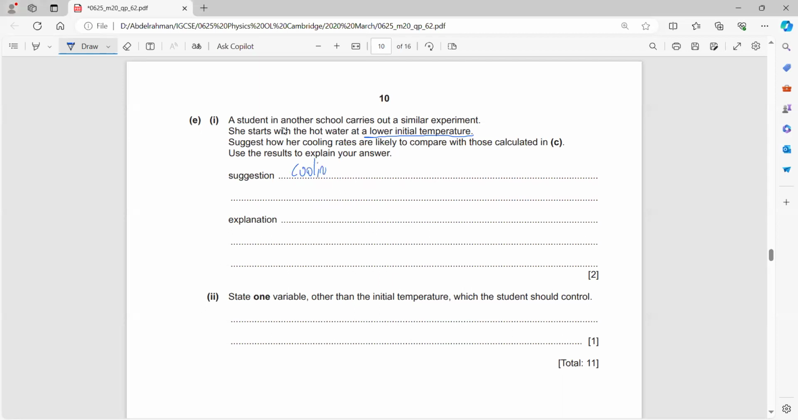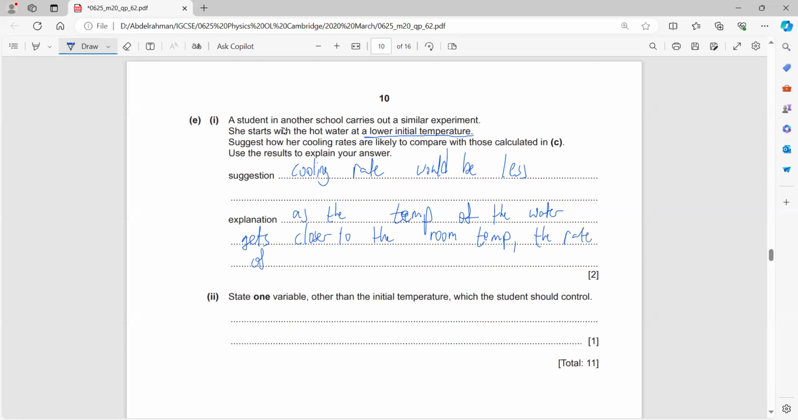Cooling rate would be less. Why? Because as the temperature of the water gets closer to the room temperature, the rate of cooling decreases.